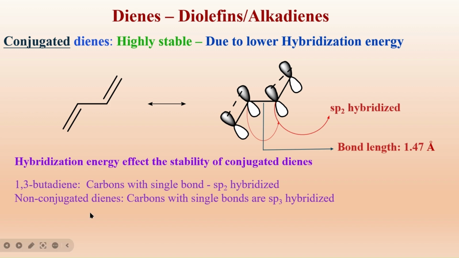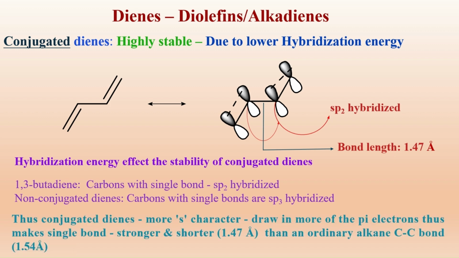Whereas in the case of non-conjugated dienes, the carbons with single bonds are in the sp3 hybrid form. That's why the s character in this sp2 hybrid carbon is more. As the s character is more, the electrons are nearer to the nucleus of the carbon. Hence, they are more attracted to each other, and hence the bond length decreases.